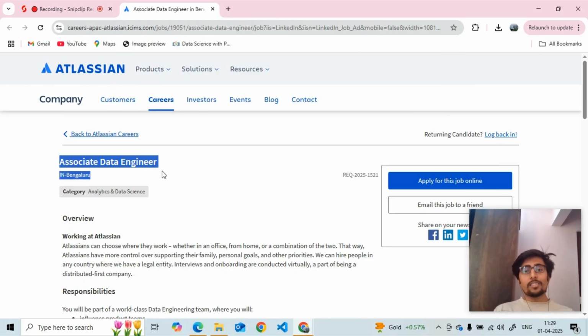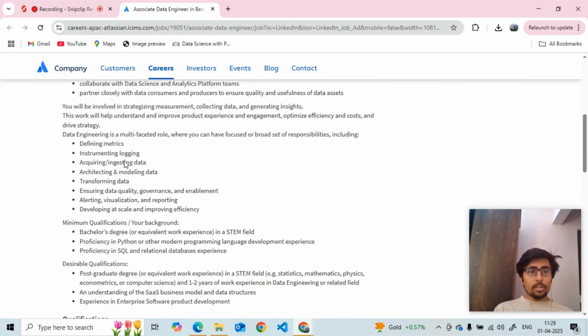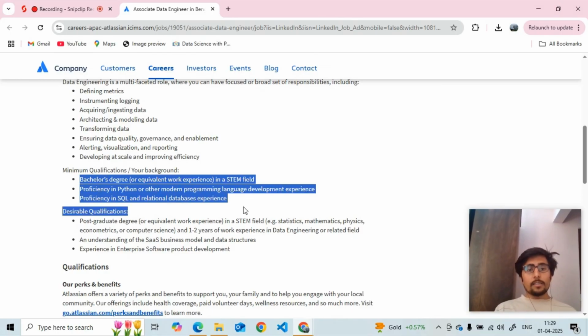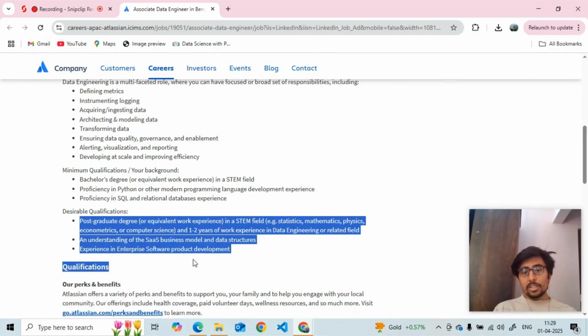Now, let's discuss a little bit about the minimum qualification required for this particular role. As you can see, freshers are eligible for this role. The very good news is that if you are a fresher with a bachelor degree in computer science or a related field with proficiency in Python, SQL or any other programming languages, you are eligible for this particular role. They have mentioned some preferred qualifications as well, which is a postgraduate degree in computer science, statistics, mathematics, physics, etc. So if you have a postgraduate degree, that is again fine. If you have experience of 1 to 2 years, you will be given priority. If you have an understanding of the SaaS business model and data structures, again, you will be given priority over the others. Plus, if you have experience in enterprise software product development, you will be given priority over the others. But even if you don't have these skills, if you are a fresher with a bachelor degree in computer science, still you are eligible for this particular role.